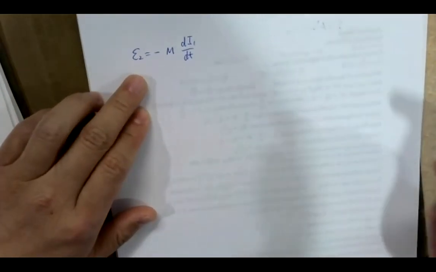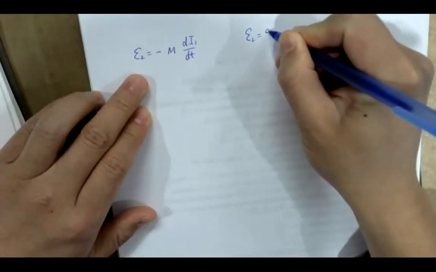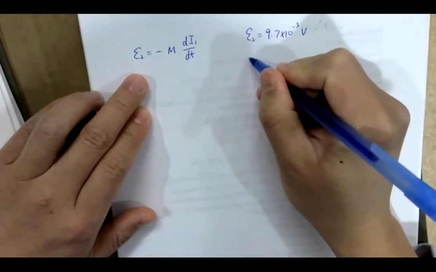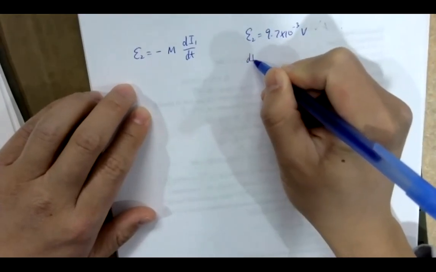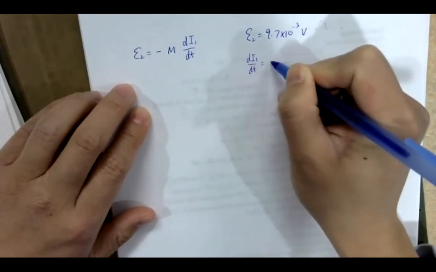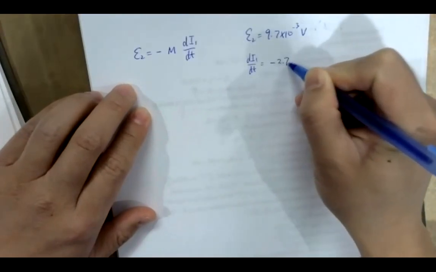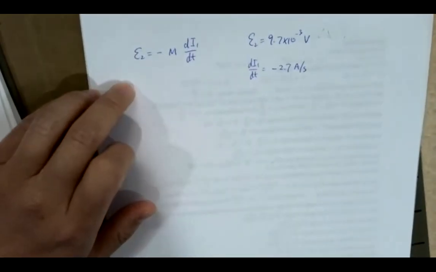It tells us that epsilon 2 is equal to 9.7 times 10 to the negative 3 volts. And it says the rate at which the current is decreasing, so di1 over dt, equals, since it's decreasing, you can put a negative sign, minus 2.7.